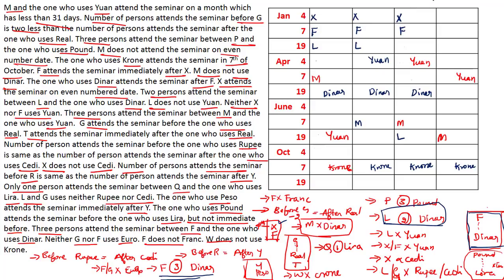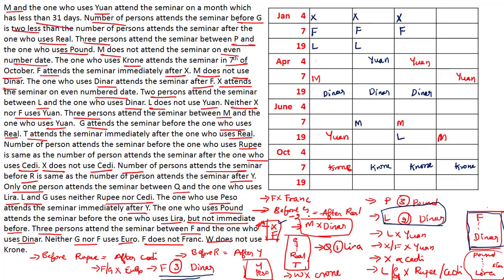In the same manner, if I place x here, f can be here. 1, 2, 3. F is here. 1, 2, 3. Dinar can be here. 1, 2, L can be here. That is one possibility. In the same manner, x is on 4th, right? If x is here, f would be here.